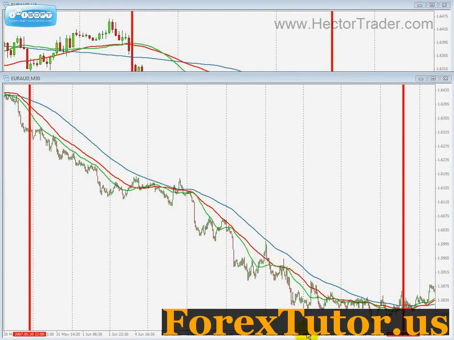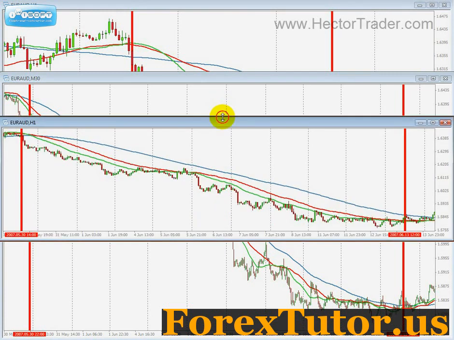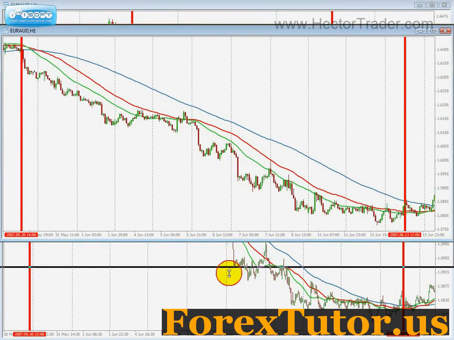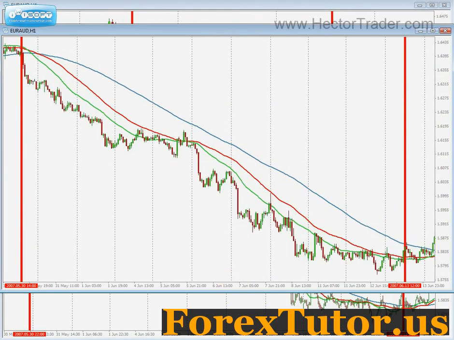So we have a few different conditions not being fulfilled. All right. Now let me go into the 1 hour time frame, expand this chart, and as you can see, the conditions are better fulfilled on this time frame.